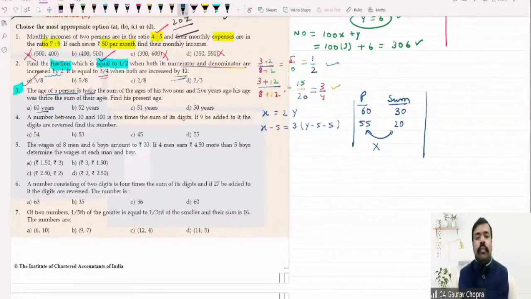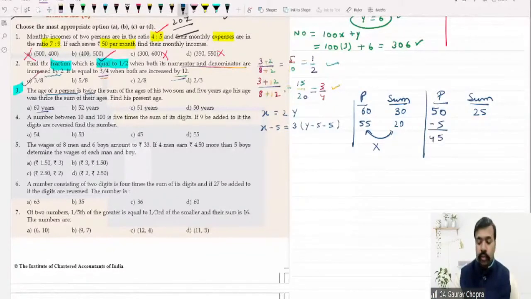Now 52 and 51 are odd kind of numbers. We can take 50 first, because there are more chances that 50 might solve all the conditions. So we will try with 50. If 50 is the age of the person, then the sum of the sons' ages will be half according to this, that is 25. Now 5 years back, what will happen? 45. And again 5 years back, it will be 50.